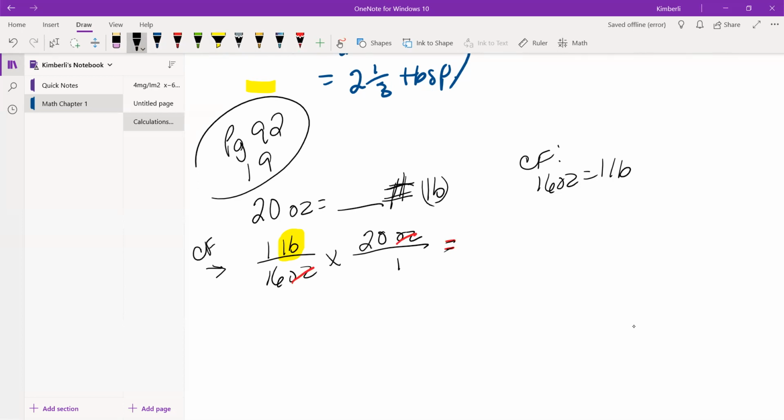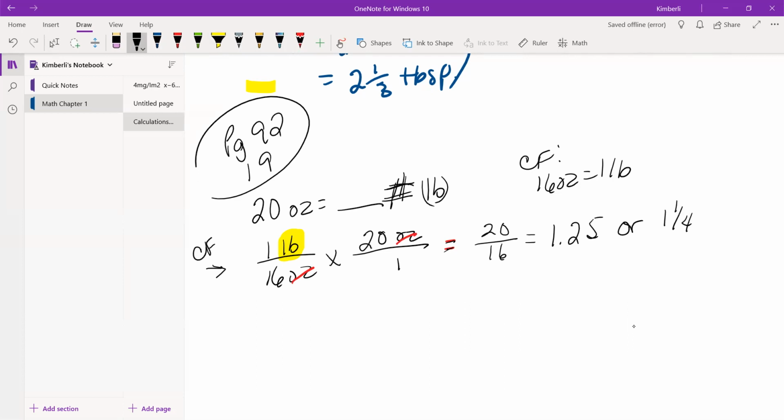pounds. So 1 times 20 is 20, multiplying across the top. 16 times 1 is 16. And this gives me 20 divided by 16 is 1.25. Or if I'm doing this in fraction mode, it's going to be 1 1/4.